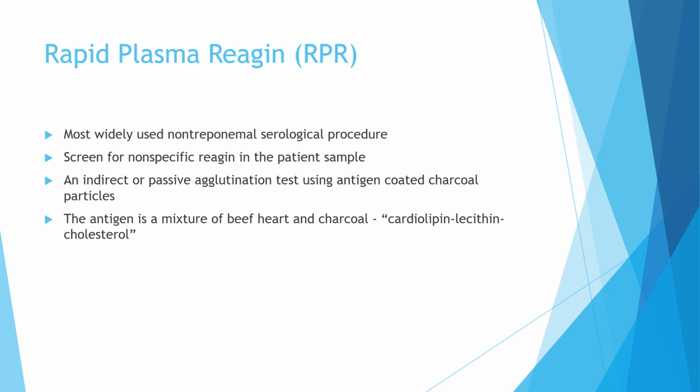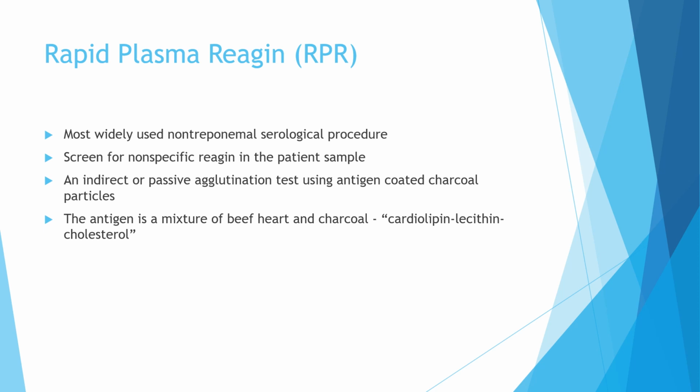The RPR test, or the Rapid Plasma Reagin test, is a screening test for syphilis. It is most widely used as a non-treponemal serological procedure, but it can be elevated in other diseases like mononucleosis, malaria, hepatitis, and lupus. This is called a biological false positive. Here in the RPR, we are screening for non-specific reagin in the patient sample.